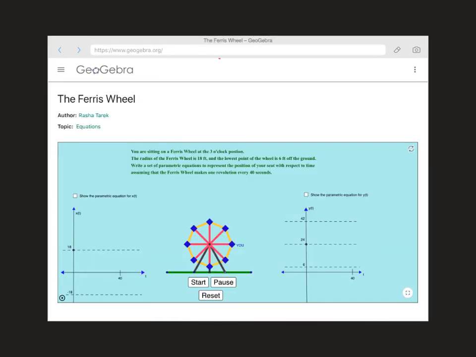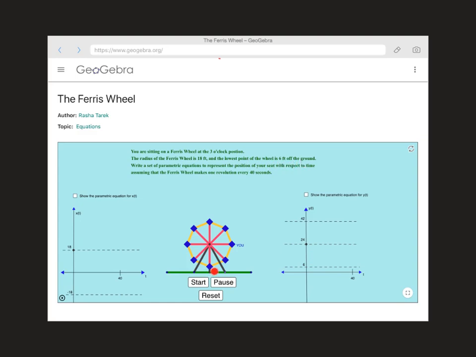In this diagram here, it says you're sitting on a Ferris wheel at the 3 o'clock position. So this is the position over here, and you're at this point here. The radius of the Ferris wheel is 18 feet. Don't worry about the units, it's 18, which means that by the time it turns to the top, you're going to be 18 above the median level, which means that this is 18 to the highest point and 18 to the lowest point as well. And it says the lowest point of the wheel is 6 feet off the ground.